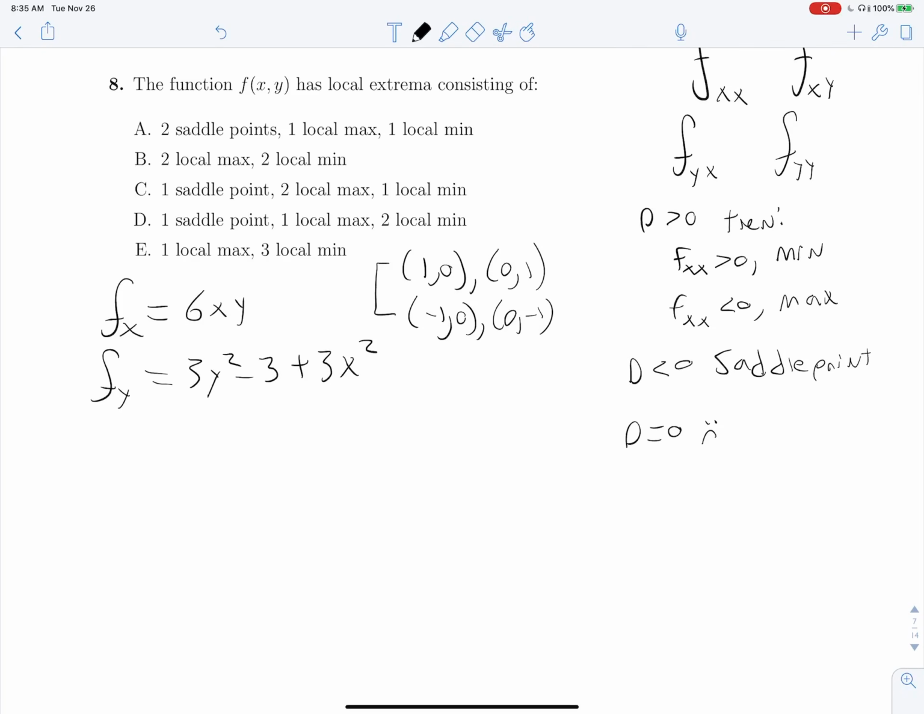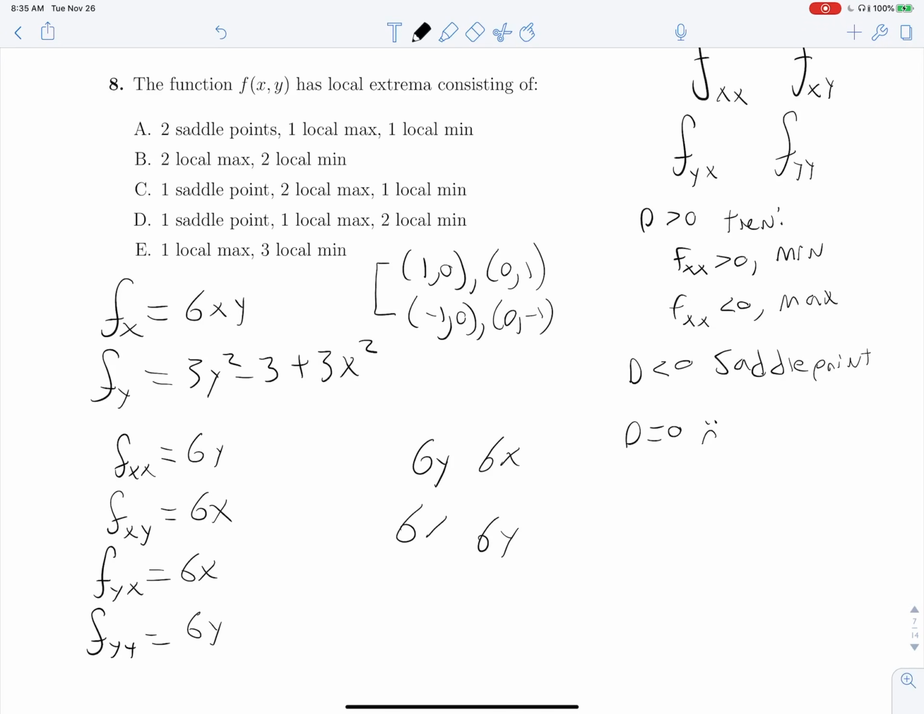Now we just need to set up our matrix. So fxx is going to be 6y, fxy is going to be 6x, fyx is going to be 6x, and fyy is going to be 6y. So 6y, 6y, 6x, 6x. And now all we have to do is plug these guys in and see what happens.